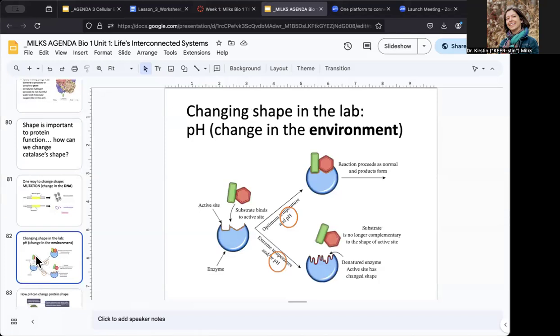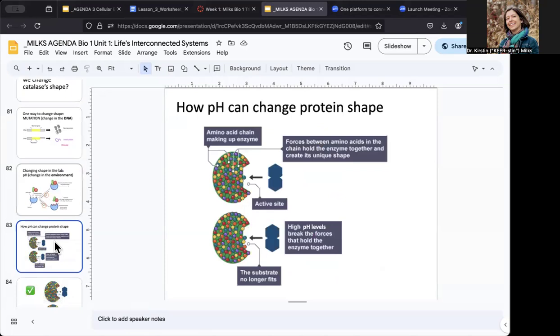There's another way to do it, though. You can change the shape of a protein in the lab by changing pH, how acidic or basic something is. So here's an enzyme. It's supposed to bind this substrate and break it apart. If the pH is correct for this enzyme, the reaction is going to proceed and you get the products. But if there's extreme pH, if there are a lot of pH changes, the site denatures and you can't get this stuff to bind.